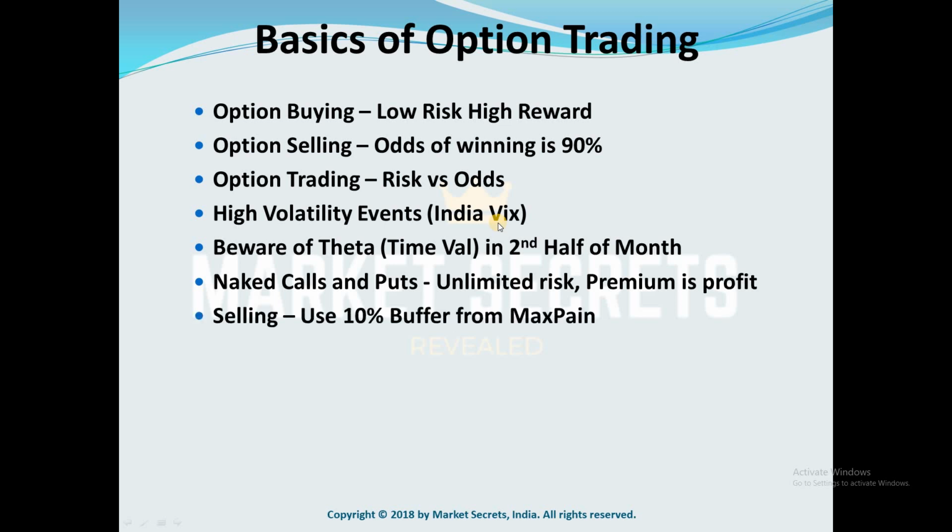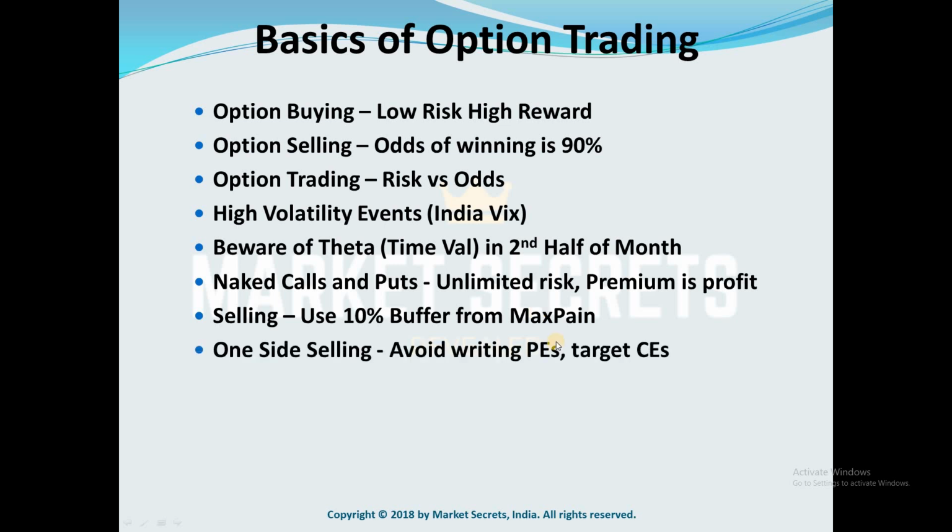If you are an option seller, you should always maintain a 10% buffer from MaxPain before selling any contract. MaxPain, we have already explained in a different video. So click on the top right corner of this video to open the video on MaxPain. So once you have the MaxPain value, you can consider selling option contracts that are 10% away from the MaxPain. So this is one other aspect that will help you when it comes to option selling.